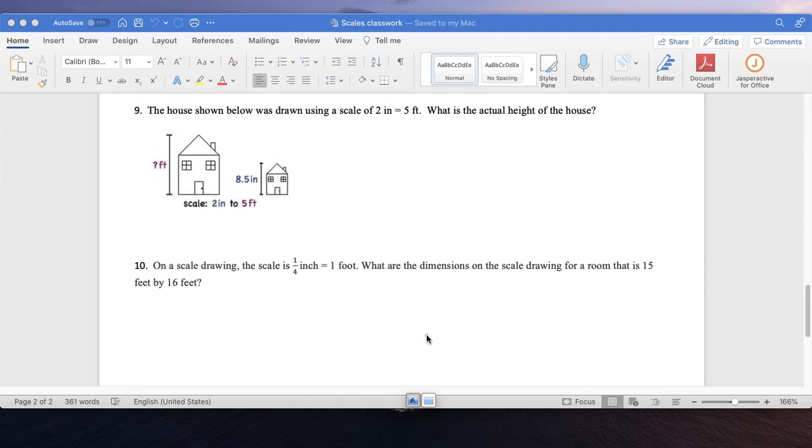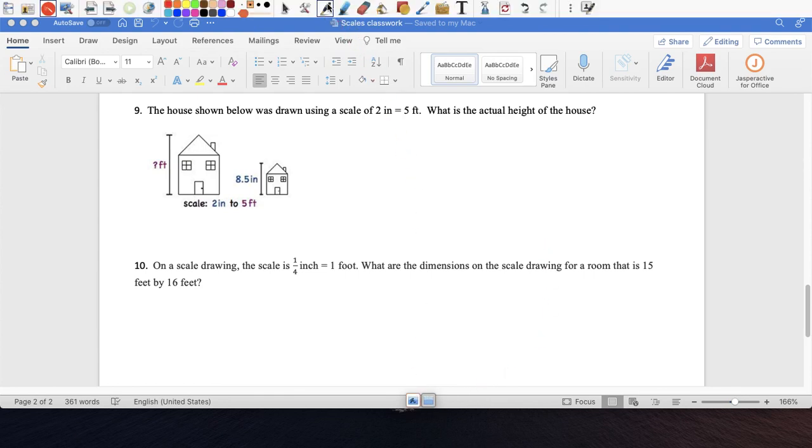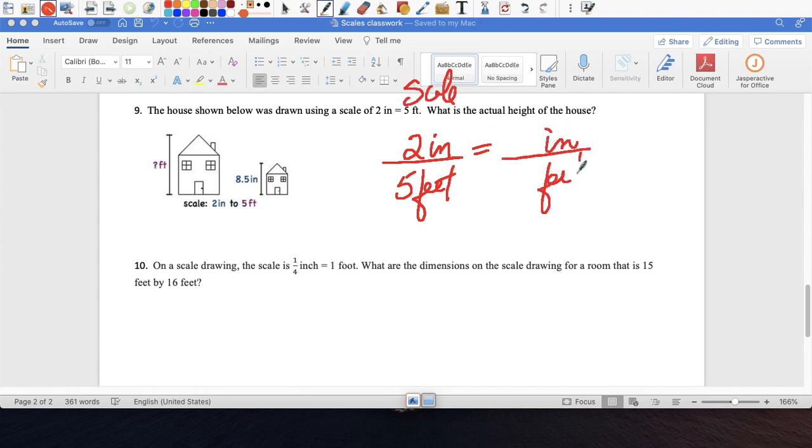What's the actual height of the house? Let's see. The scale, let's write the scale first. 2 inches is 5 feet. So that's my scale. Let me write the other side, inches on top, feet at the bottom. And I know, what's the actual height of the house? So if it's 8.5 inches, what does 8.5 inches proportionally turn to in real life?